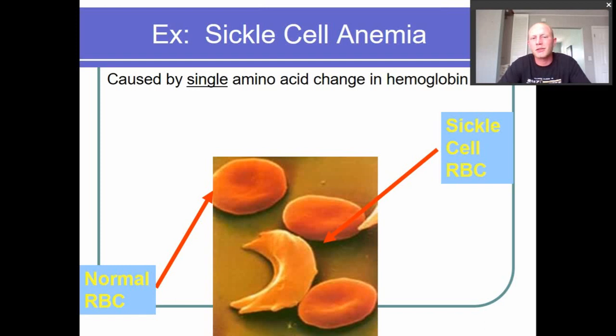So this is caused by a single amino acid change in the hemoglobin. Hemoglobin is the protein that carries the oxygen. An amino acid is like one of many little Legos that make up a protein. We change one of those little Legos because the DNA was changed, and now that changes the overall protein structure of the hemoglobin.